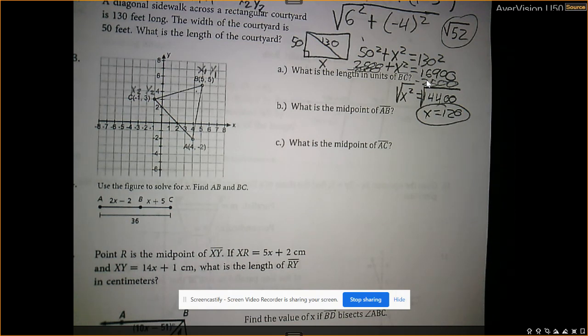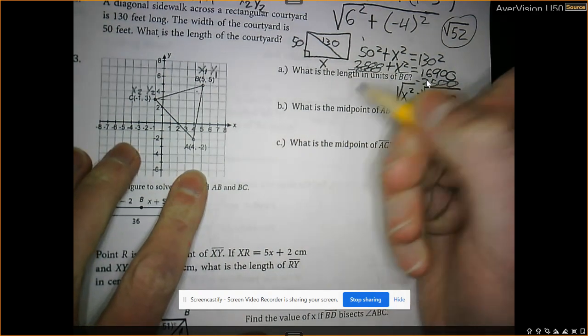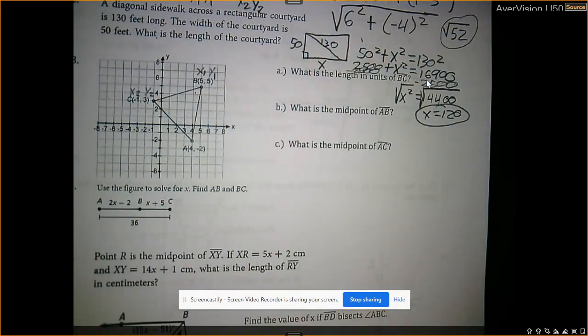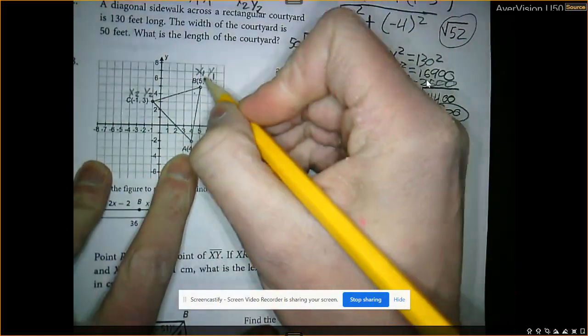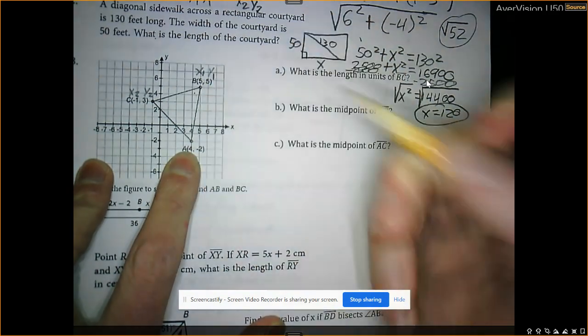Midpoint, we haven't done one yet, so we'll do one of B and C. Do we have a preference? B. Okay, we'll do B. What is the midpoint of AB? Well, B is at 5, 5. A is at 4, negative 2. It's basically average out your x's, average out your y's. So what's halfway between 5 and 4?